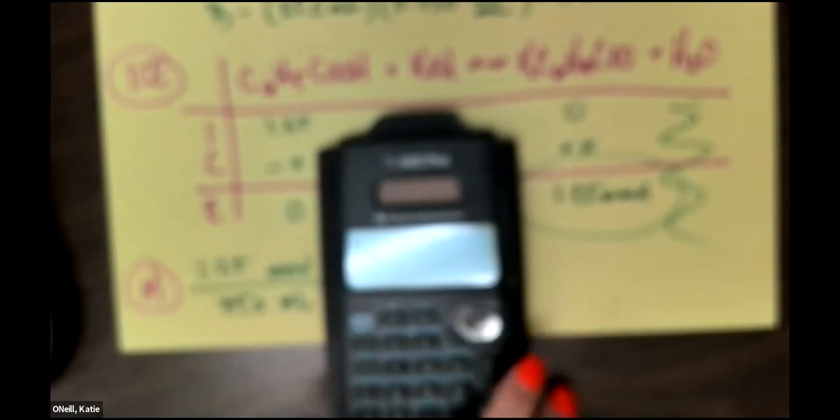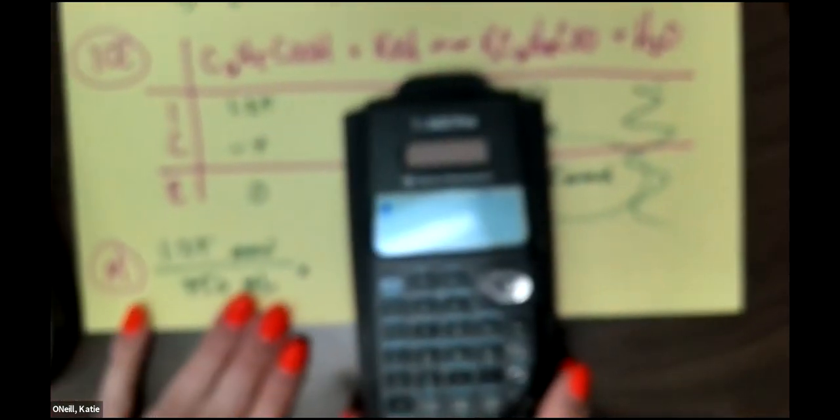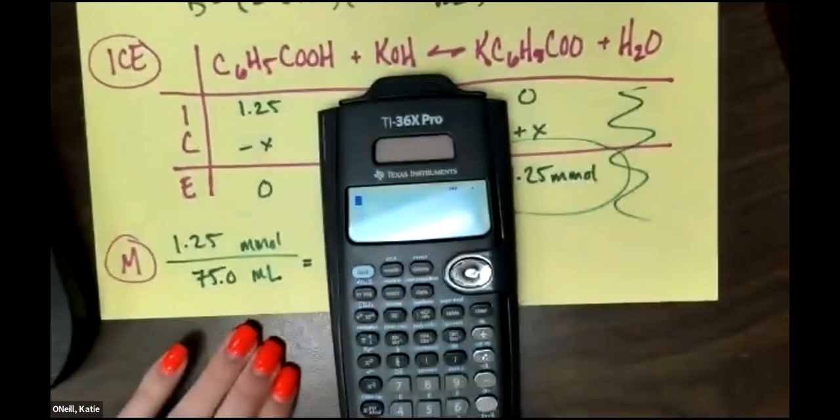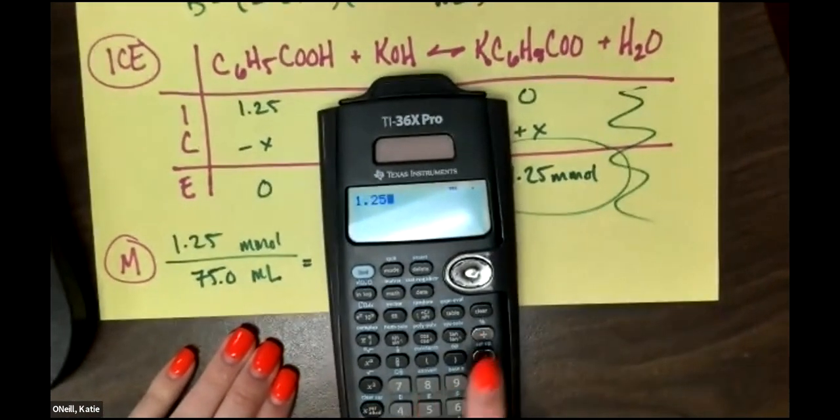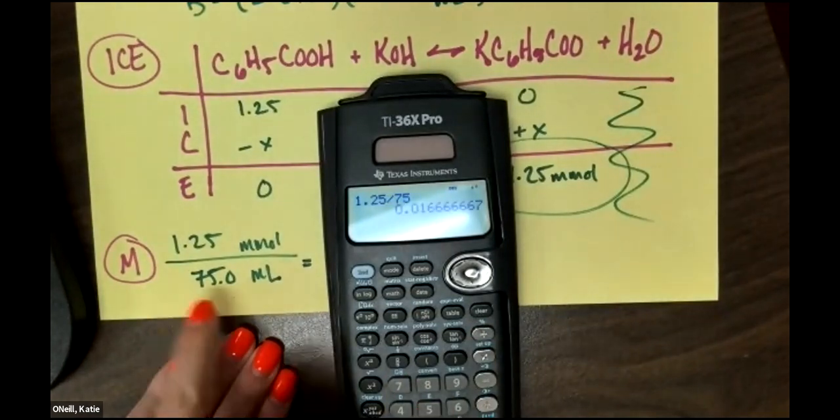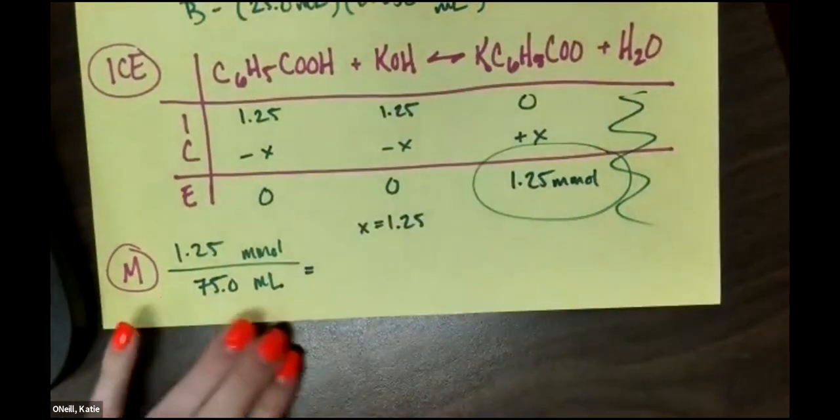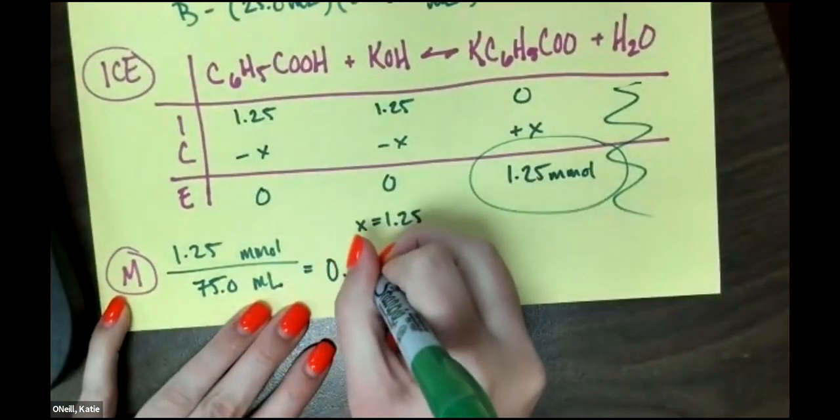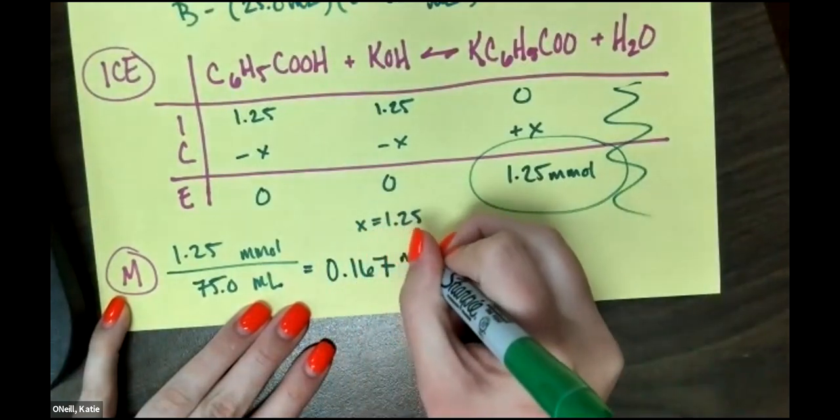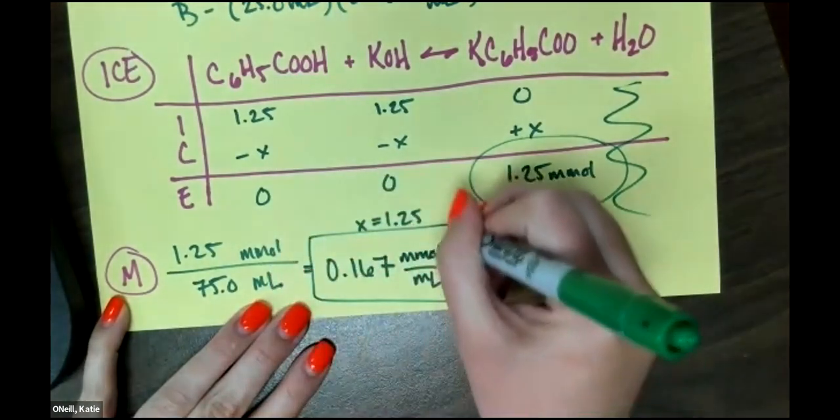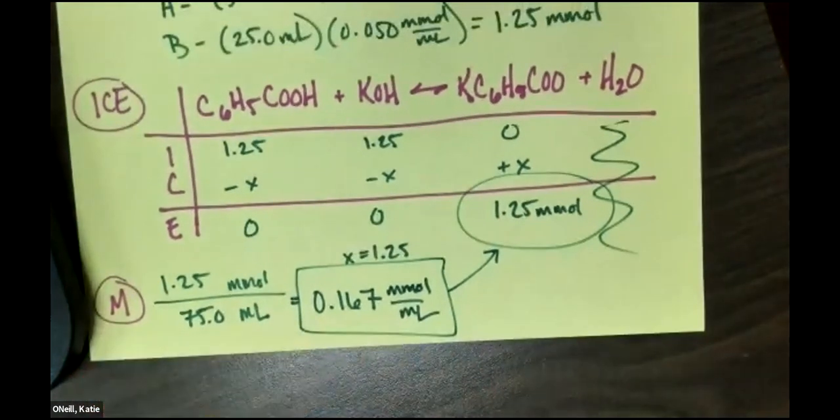Now I want to do, my dot cam does not like my calculator. It pulls it all out of focus, sorry. Come on, focus, focus. Okay. Now I want to do 1.25 divided by 75. So if we keep it to 3 sig figs, it'll be 0.167 millimoles per milliliter. So this is the actual concentration of the salt.